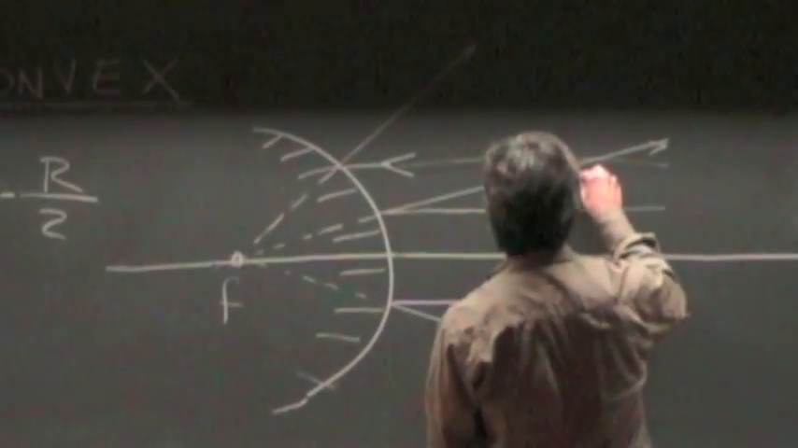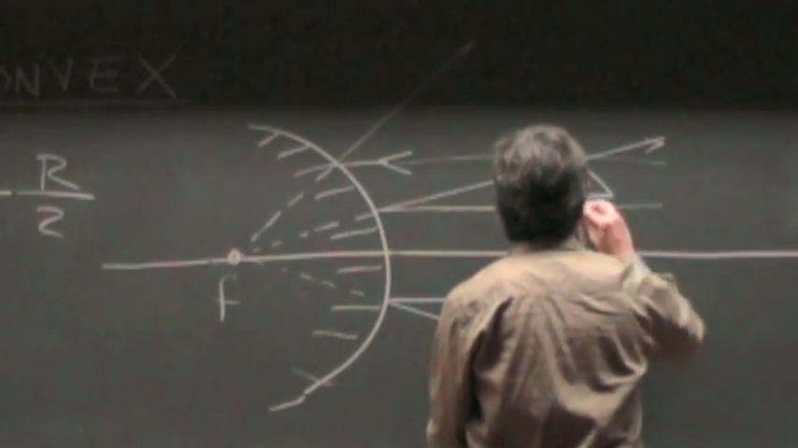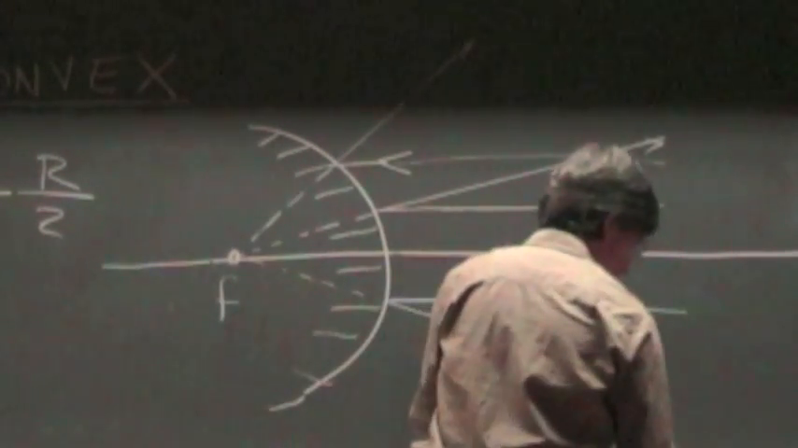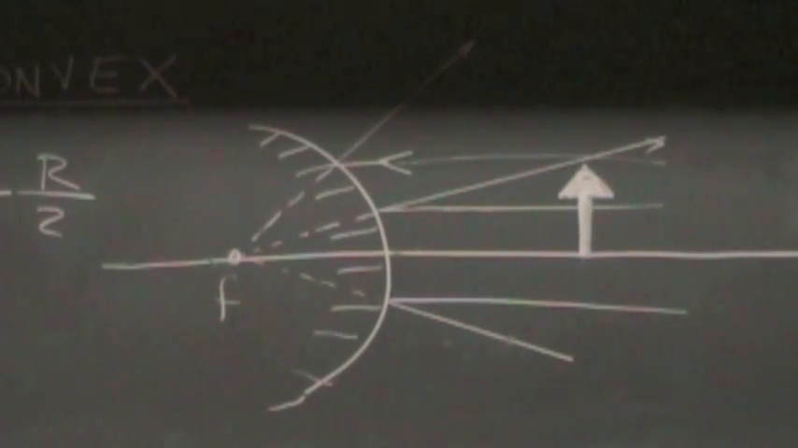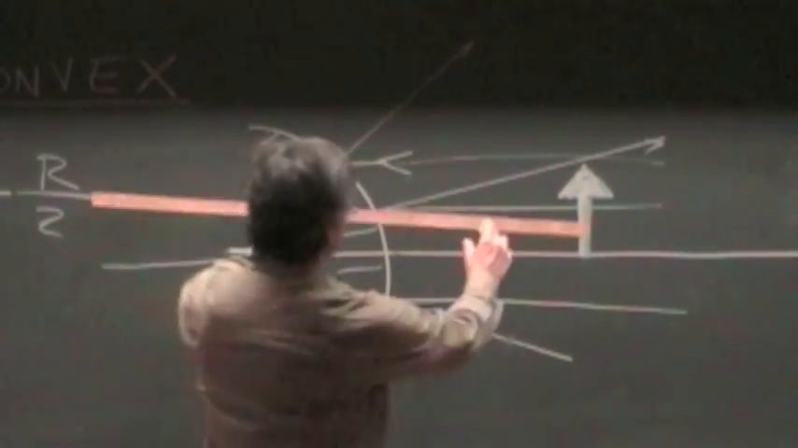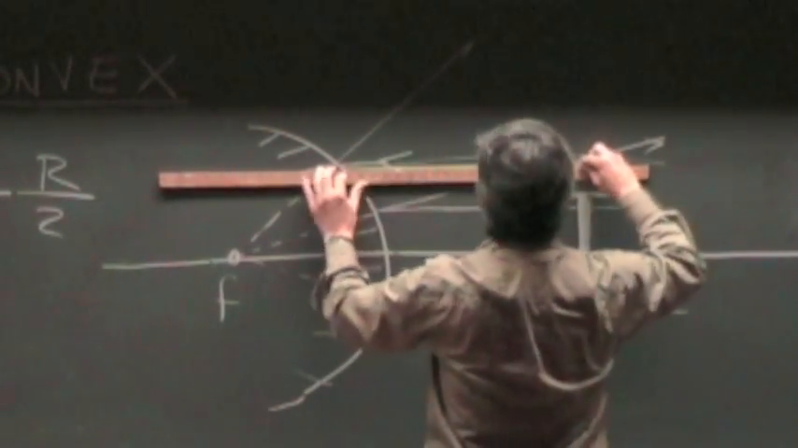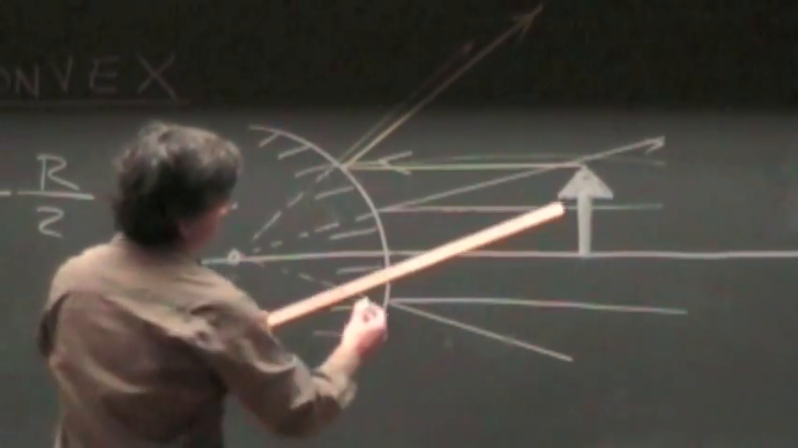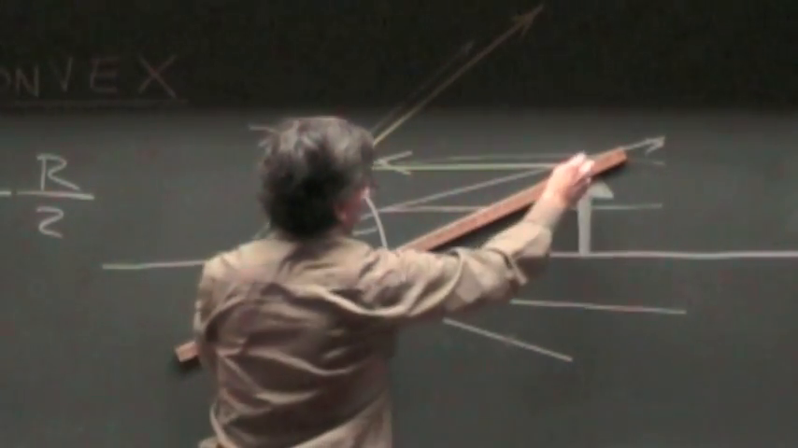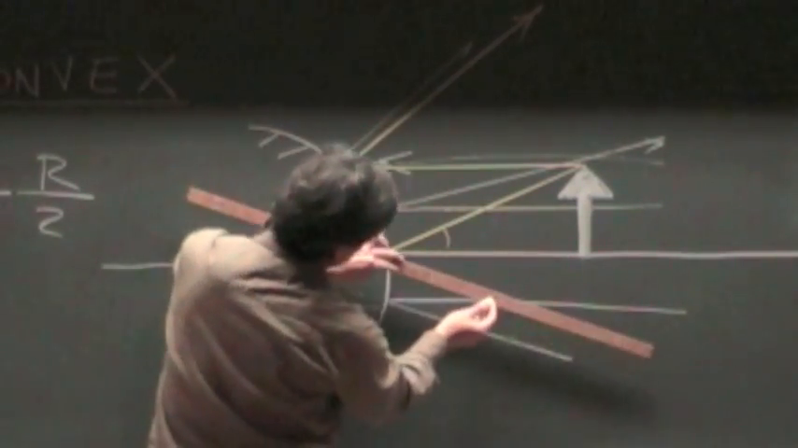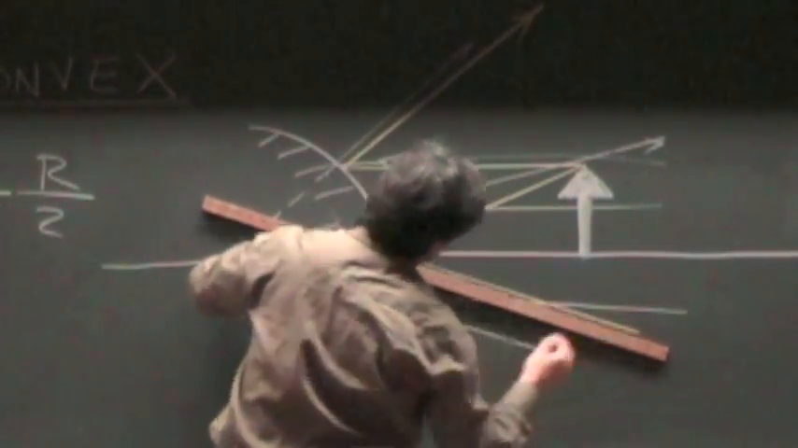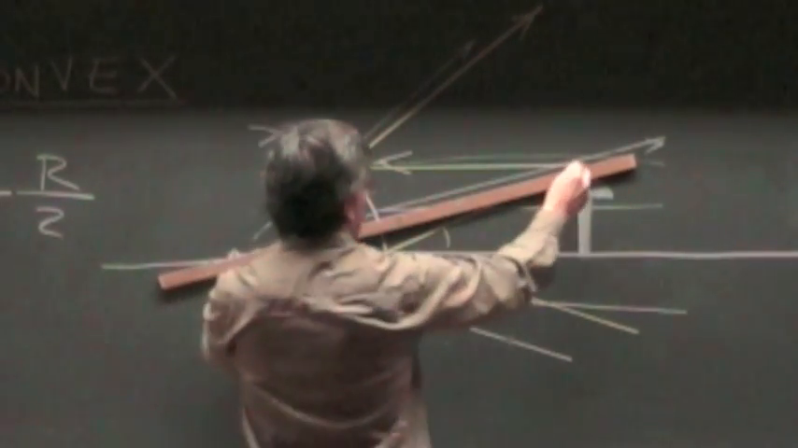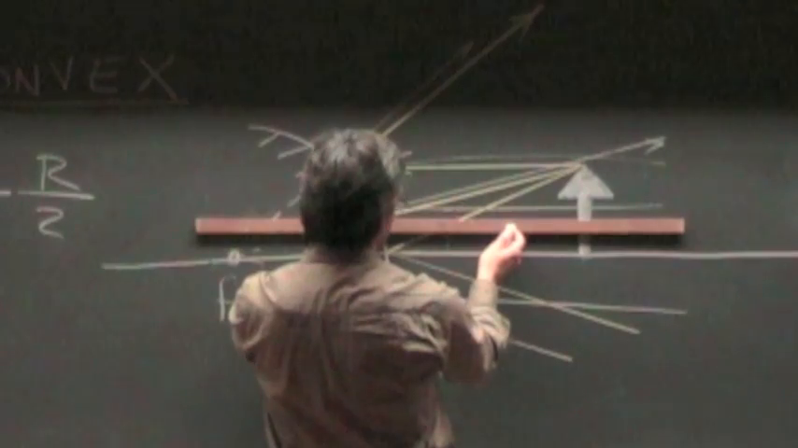If you place your object, say here, then you can follow the light rays. You take the parallel one. It gets reflected that way. You could take one that hits the center of the mirror, and that gets reflected at the same angle underneath the optical axis. And you could take the light ray that heads towards the focal point, because that one gets reflected parallel to the optical axis.